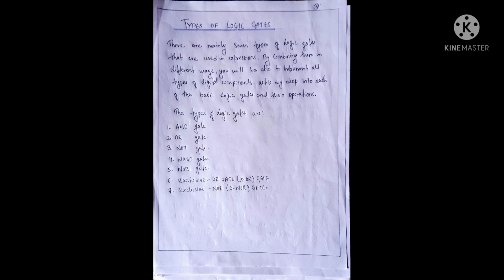Types of logic gates. There are mainly 7 types of logic gates that are used in expressions. By combining them in different ways, we will be able to implement all types of digital components. Let's dig deep into each of the basic logic gates and their operations. The types of logic gates are: number 1, AND gate; number 2, OR gate; number 3, NOT gate; number 4, NAND gate; number 5, NOR gate; number 6, exclusive OR gate or XOR gate; number 7, exclusive NOR gate or XNOR gate.